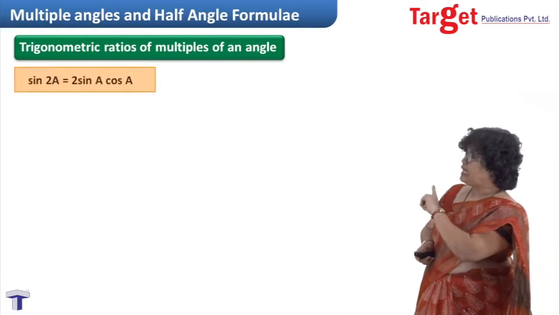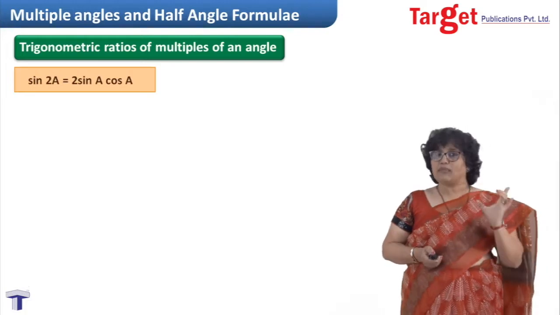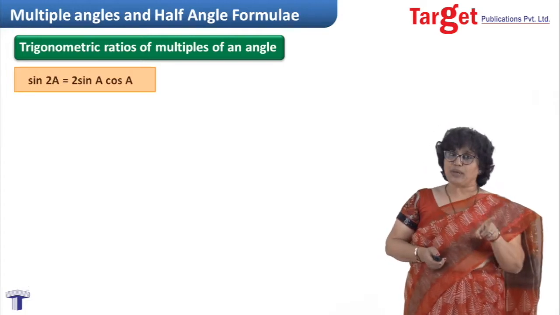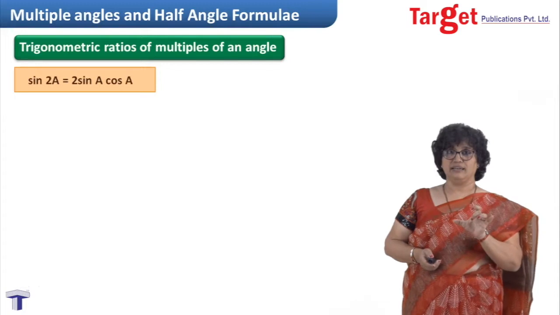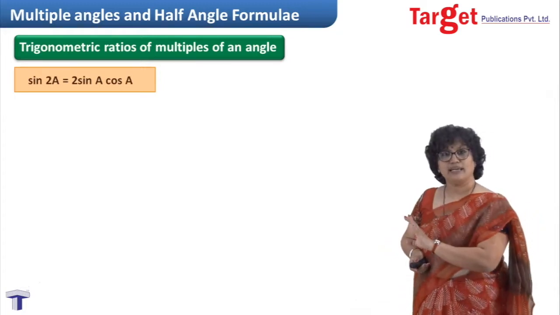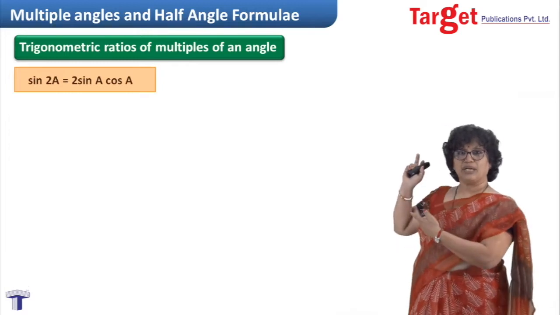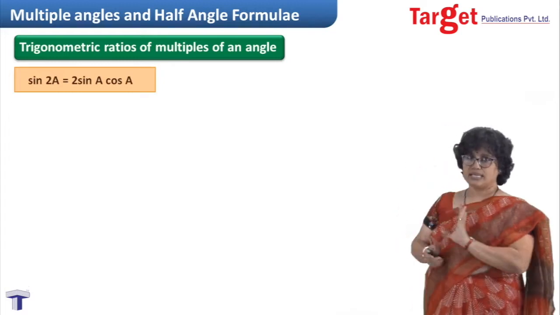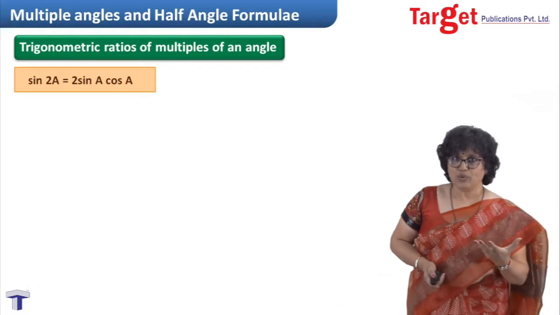Sine 2A is 2 sine A cos A. How I must have derived this? Sine 2A means sine of A plus A. Use formula sine A plus B and get this, you will have sine A cos A plus sine A cos A. And that is nothing but 2 sine A cos A. Is that okay? Should I move to next?